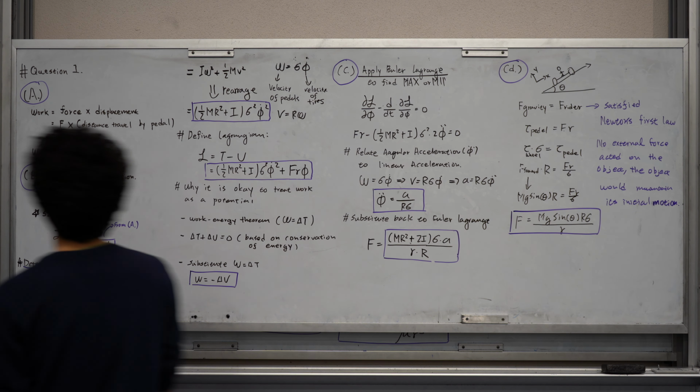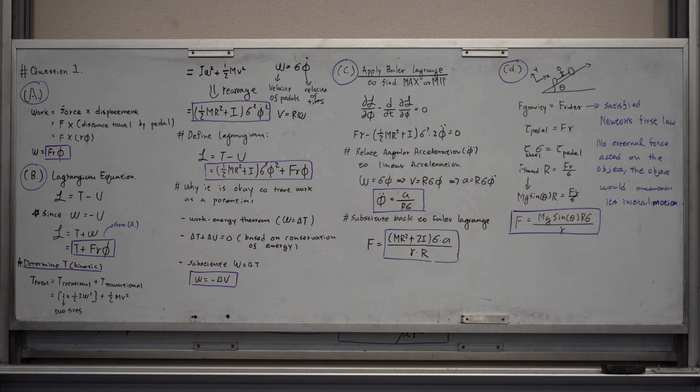Let's go through the first problem on the exam. For part A, we want to find the work, which is force times displacement. The displacement here will be the distance traveled by the paddle, which is the arc of the circle, and it's in here. For Lagrange equations, we know the work is equal to negative potential, and so we substitute that back to here. We get this equation.